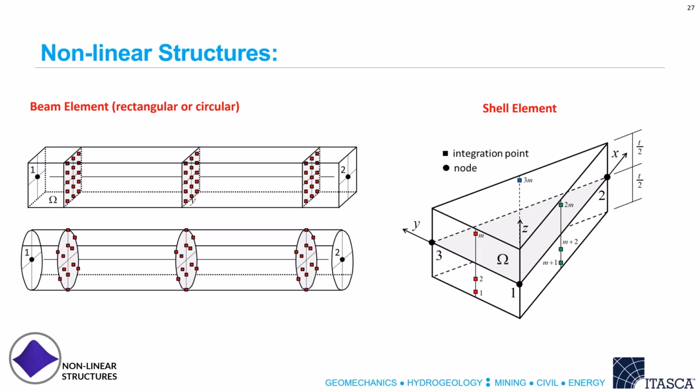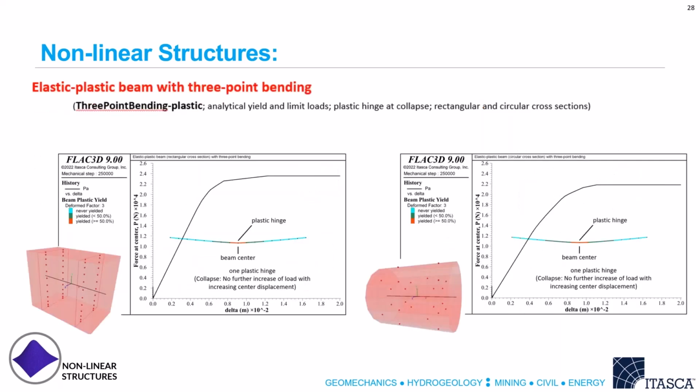And then the shell element on the right here, those are generally three-noded triangles with some nominal thickness. And so we have some number of integration points through the thickness and also along the triangle. So I think in this case, the default is actually 9 integration points. Okay. So then it's just a couple of simple examples.